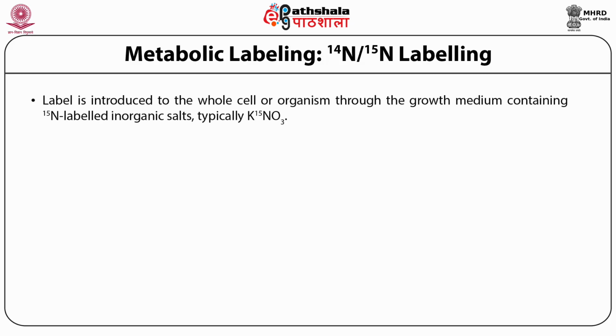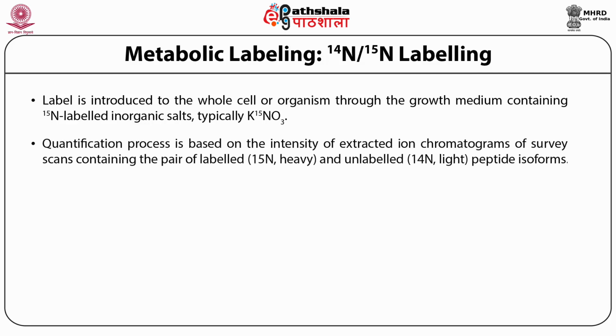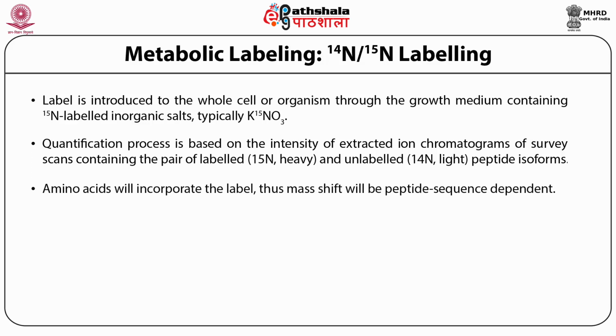Label is introduced to whole cell or organism through growth medium containing 15 nitrogen labeled inorganic salts, typically potassium nitrate. Quantification process is based on the intensity of extracted ion chromatograms of survey scans containing the pair of labeled, that is the nitrogen 15 heavy, and the unlabeled, that is the nitrogen 14 light peptide isoforms. Amino acids will incorporate the label, thus mass shift will be peptide sequence dependent.